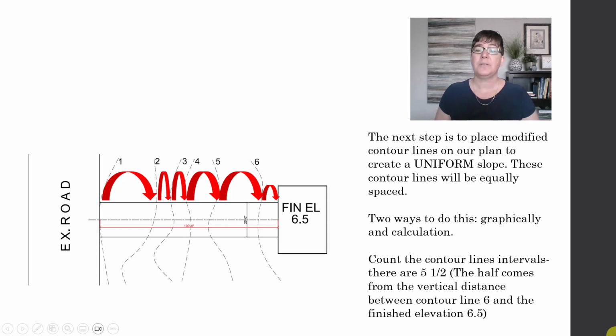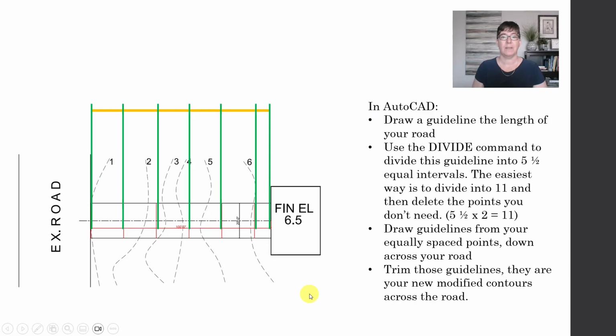You're going to count your contour line intervals, and there are 5.5 of them, and they go like this: 1, 2, 3, 4, 5, and a half. The half comes from the vertical distance between contour line 6 and that finished elevation of 6.5. Now you can do this manually too, but it's easier in AutoCAD.